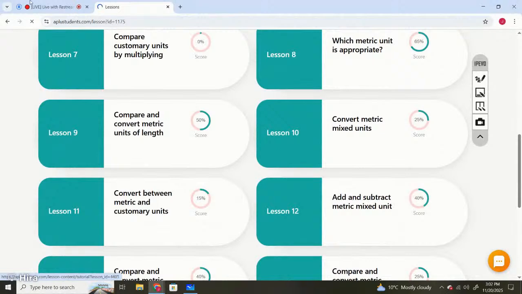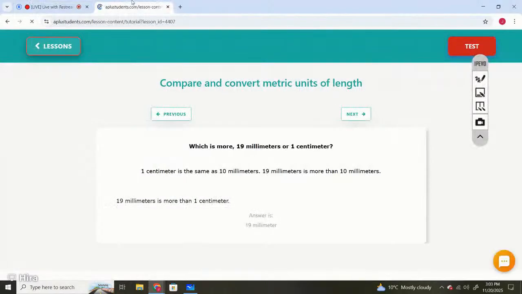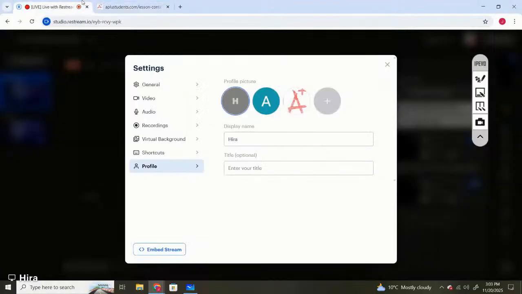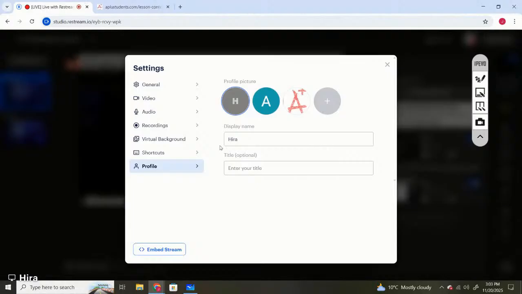Let's just start with the lesson. 19 millimeters or 1 centimeter, right? So in 1 centimeter we have 10 millimeters, right? So that means 19 millimeters is more than 10 millimeters.